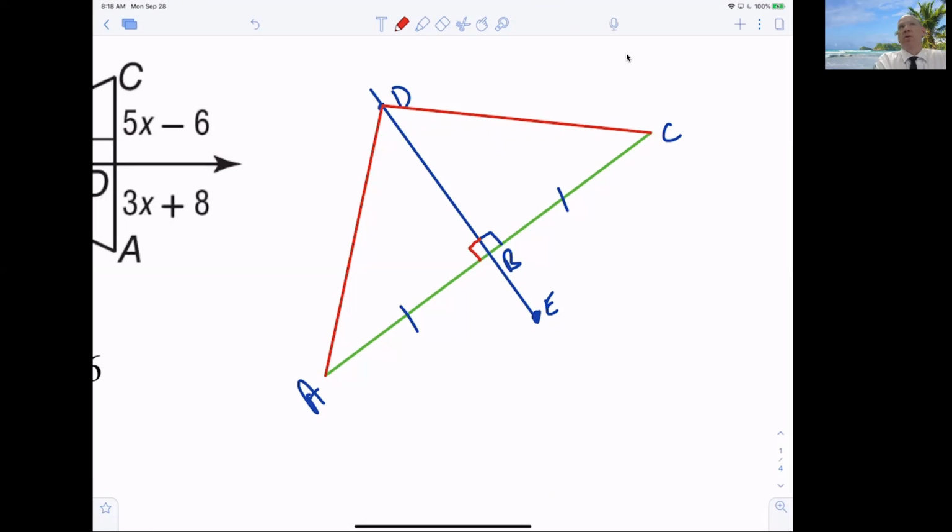Somebody else tell me what is true. What do you think? AD is equal to DC. Yes, very smart. AD is congruent to DC. How do I know that, though? That is correct. But before you say CPCTC, yay, very smart. I'm proud of you for that.